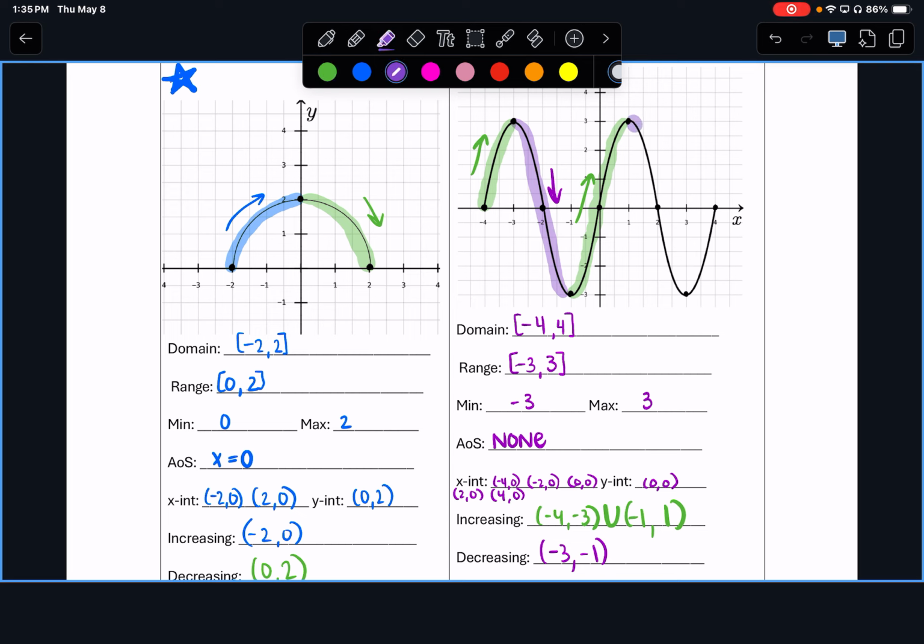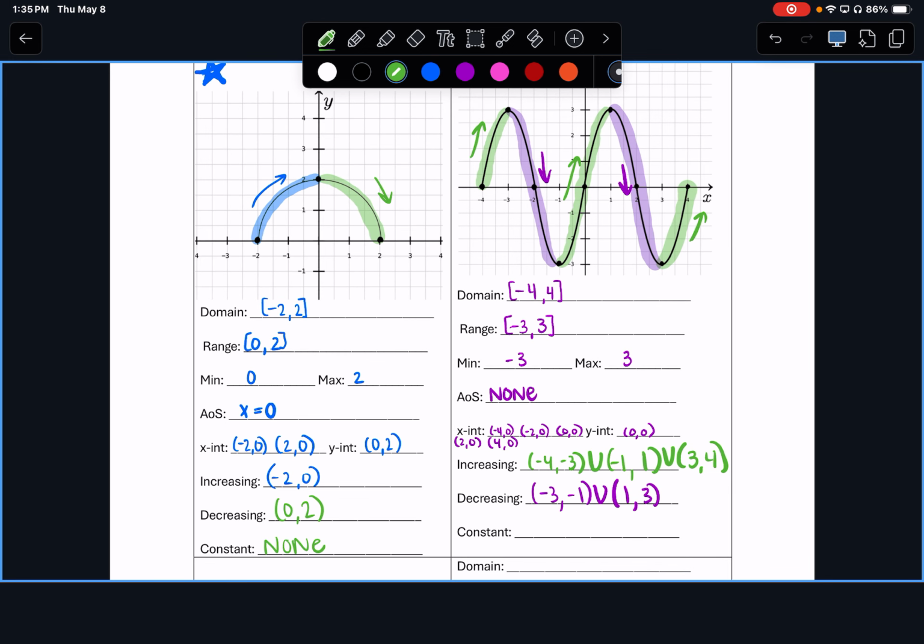Now, what happens after that? What does it do again? Decreases, so you put U. Yep, so we're going to have to use another U. And where will that section start? 1 to 3. And then what happens in that last little tiny part? It increases. And so we need one more U, 3 to 4. Okay. Now, is there any place where it's constant? So we just put none.